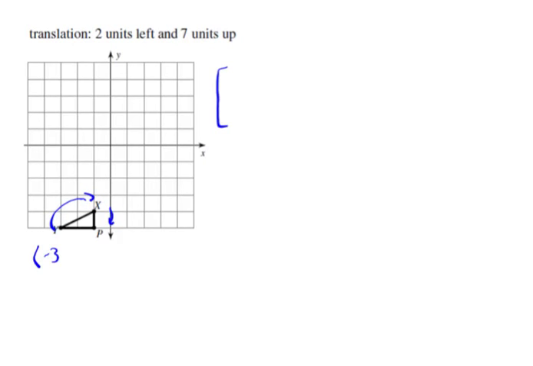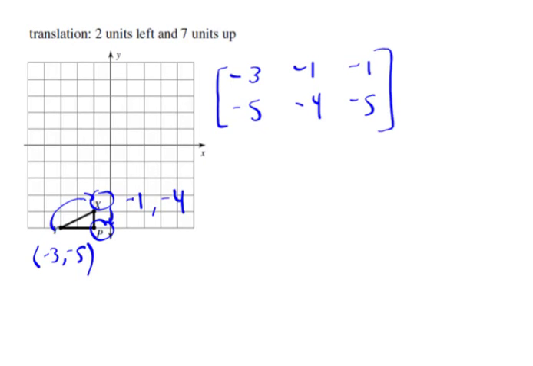Y is the ordered pair -3, -5. So we're going to write -3 on top. Remember that x's go on top, and -5 on the bottom, because remember that the y's for each ordered pair go on the bottom. Then we're going to write the ordered pair for X. X is -1, -4. So we're going to write -1 on top, -4 on bottom, and then for P, it's -1, -5. Our first ordered pair was Y, our second was X, and our third was P.